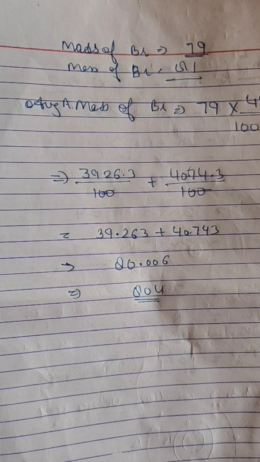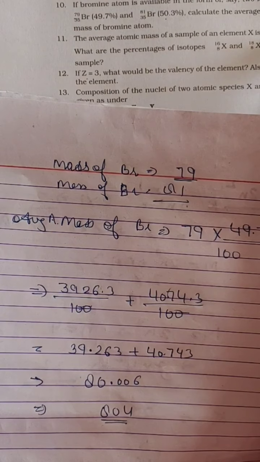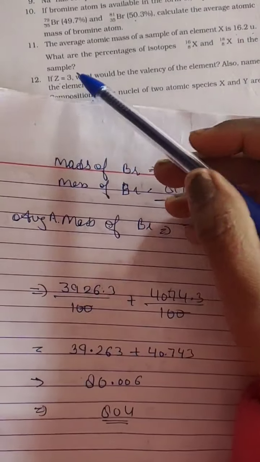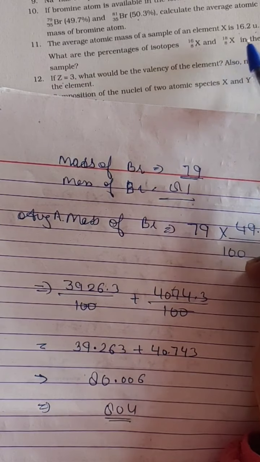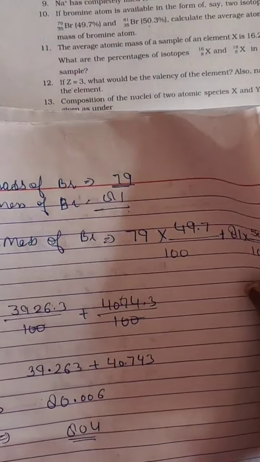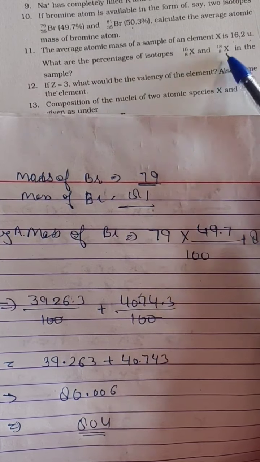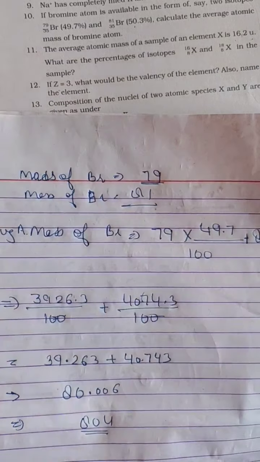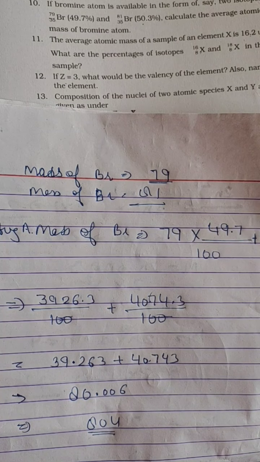Okay. So after this question, the next question is, the average atomic mass of a sample of element X is 16.2 u. What are the percentages of isotopes 16X8 and 18X8 in this sample? So again a similar question. In this they have given the average atomic mass 16.2 u and they have given the isotopes, but they haven't told us the percentage. So in this question we have to find the percentage. So how will we do this?